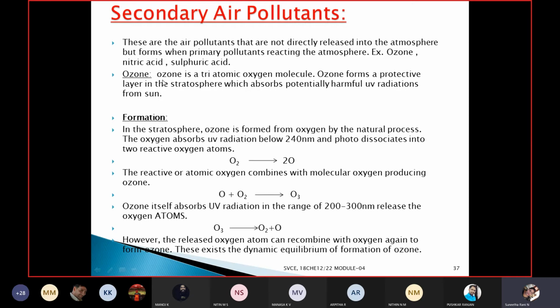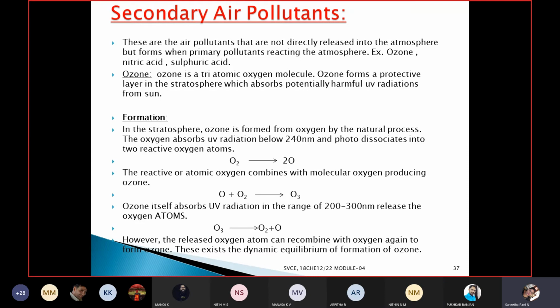First we will see ozone. Ozone is a triatomic oxygen molecule. It forms a protective layer at the stratosphere which absorbs potentially harmful UV radiations from the sun. What do you know about ozone? Can anyone tell? Any idea about ozone? Ma'am, ozone is O3. It is a layer which protects us from UV rays, ma'am. Yes, it is a layer which protects from the UV rays.